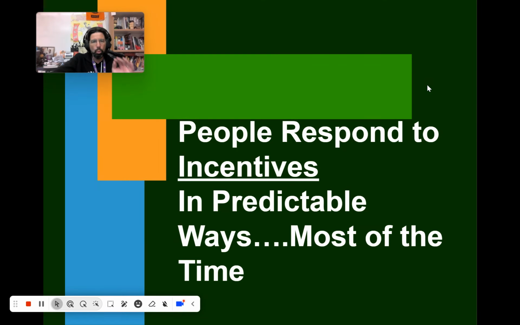So, we need to understand that people actually respond to incentives in pretty predictable ways most of the time. But just because we act, and we might say something like, well, why would you act that way? Actually, when you sit down and look at what really motivates people, you'll see that it's actually pretty predictable, and it's based on self-interest.